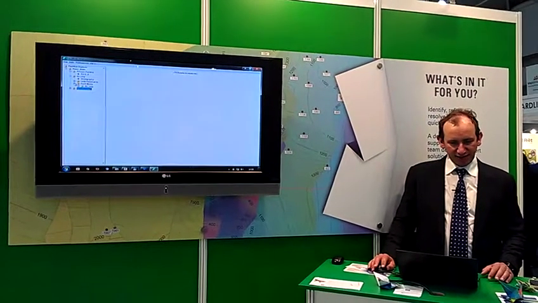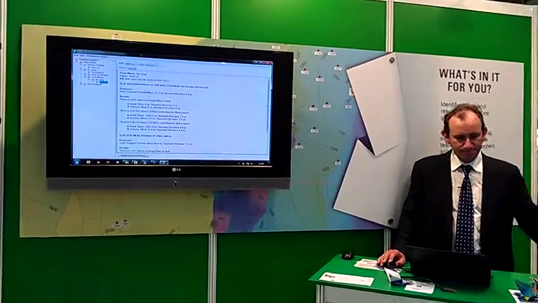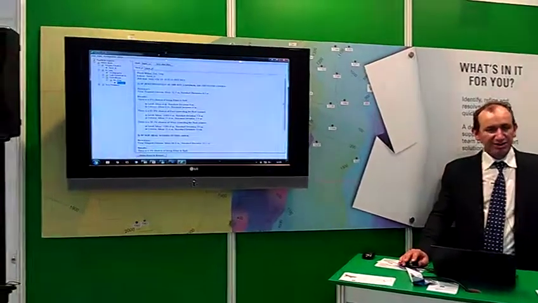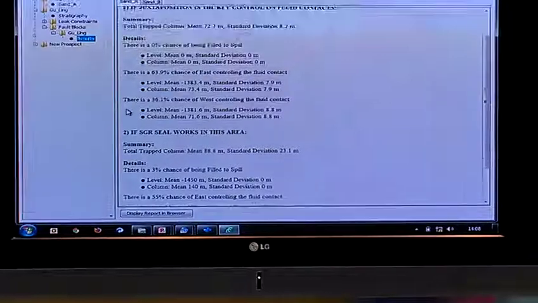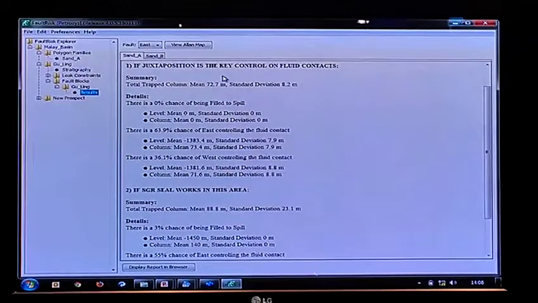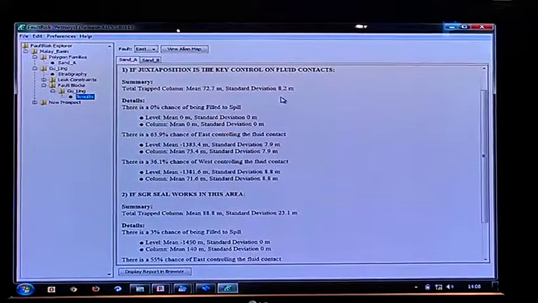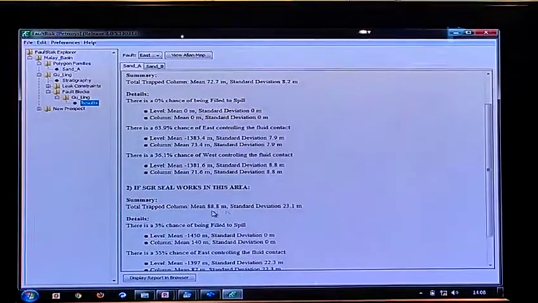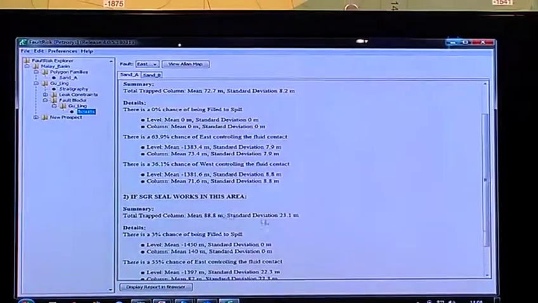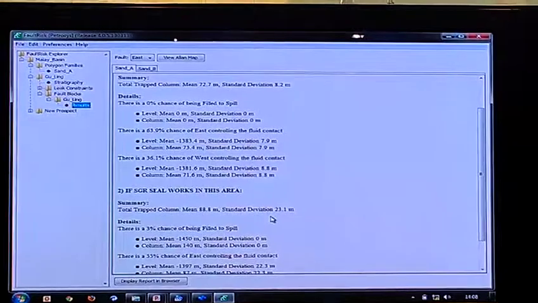So what this gives us at the end is a set of results. Here's one I made earlier. For each of the sands, I've got an A sand and a B sand. It gives you this little report that says if juxtaposition is the key control, then I've got a mean 72 metre column with a standard deviation of 8 metres. If SGR is the control, then I've got an 88 metre column with a standard deviation of 23 metres. So it gives you a way of discriminating those two models.